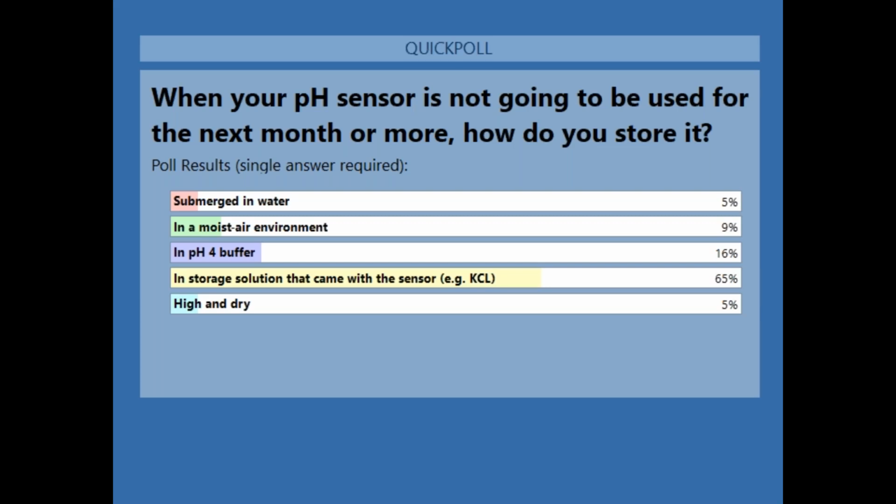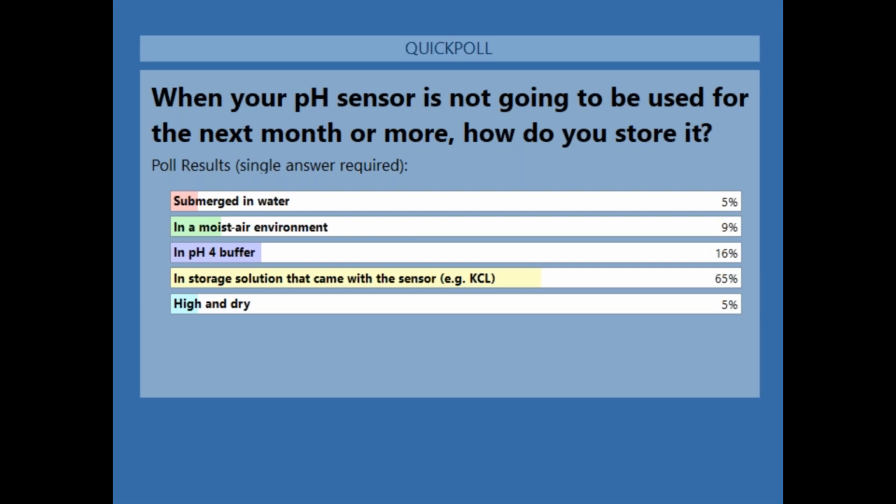We highly prefer that you keep it in that storage solution that comes with the sensor. Typically, it's KCl plus some preservative. I forget the exact chemical, some sort of phthalate. I think it's potassium phthalate, but we keep it in there. That's the best way to do that. pH 4 buffer is a good fallback. If you don't have the storage solution originally, pH 4 buffer will work just fine. The important part is generally that it has a lot of ions in there. pH probes love ions, so as long as you're not keeping it in DI water, you should be just fine.